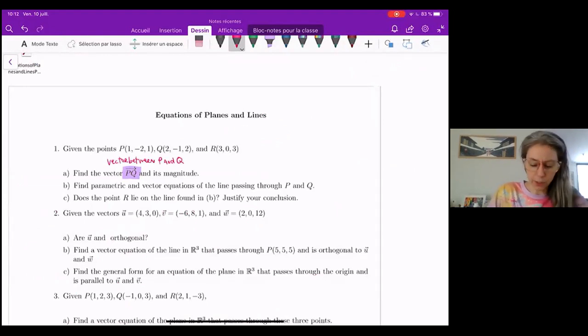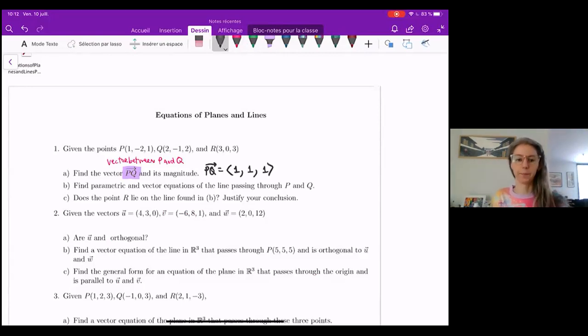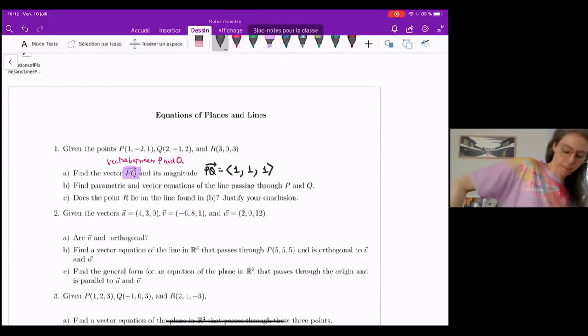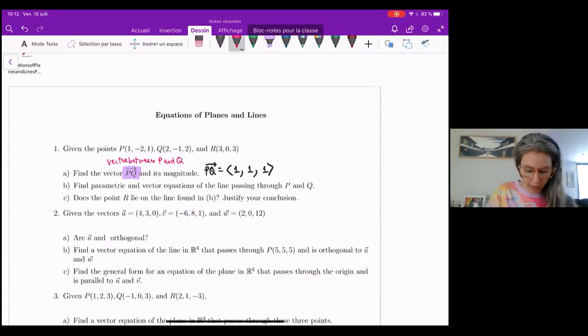Finding a vector between two points is usually really straightforward. We just do the subtraction. So I'm doing Q minus P. My vector PQ will be 2 minus 1, that's 1. Minus 1 minus negative 2, that's minus 1 plus 2, that's 1, and then 2 minus 1, that is also 1. And just to make sure that we understand where that came from, we did 2 minus 1, comma, minus 1 minus negative 2, comma, 2 minus 1.